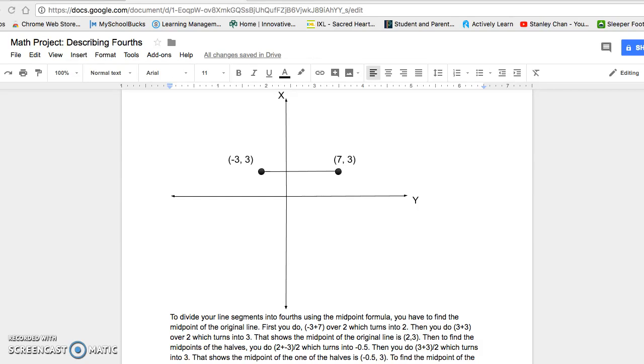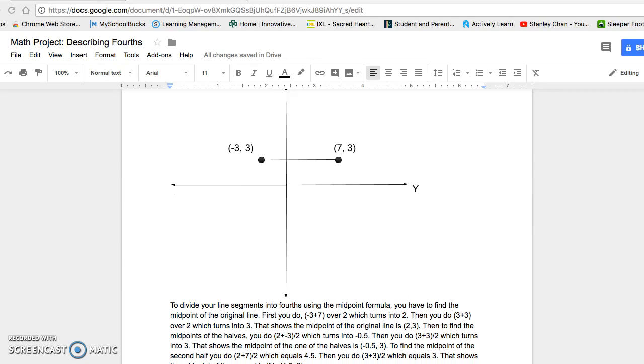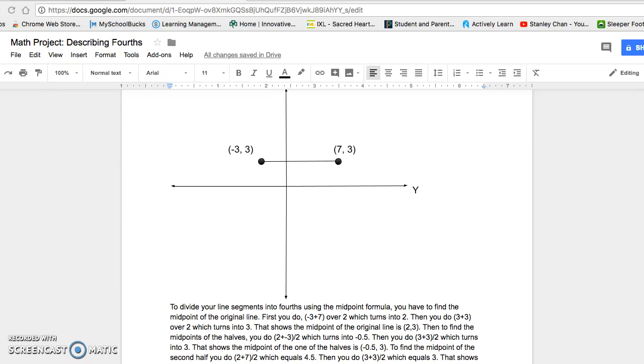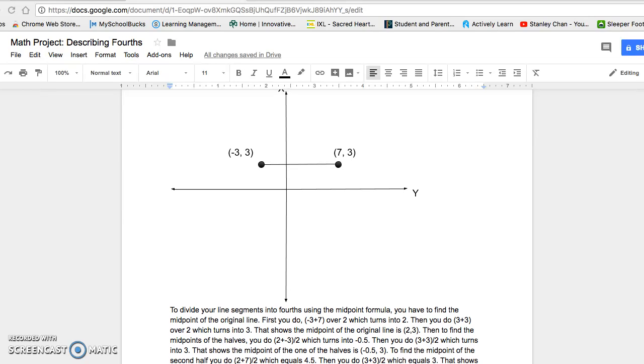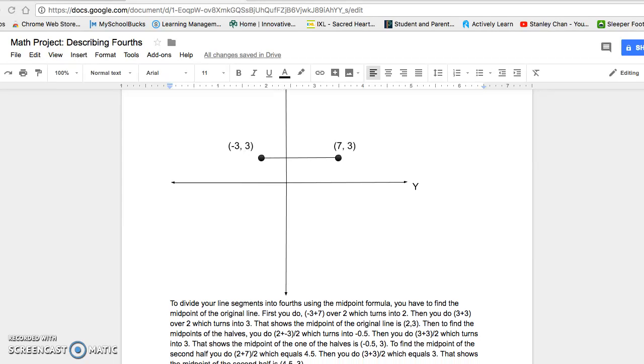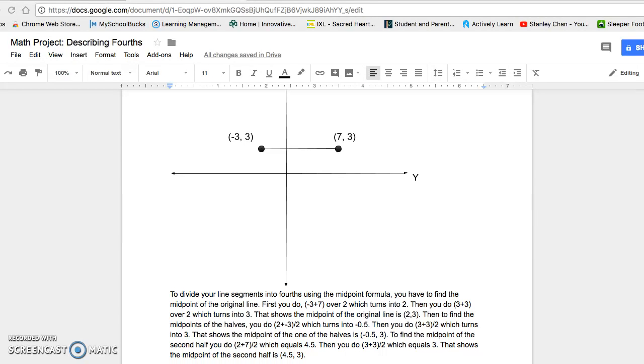To find the midpoint of the second half, you do 2 plus 7 over 2, which equals 4.5. Then you do 3 plus 3 over 2, which equals 3. That shows the midpoint of the second half is (4.5, 3).